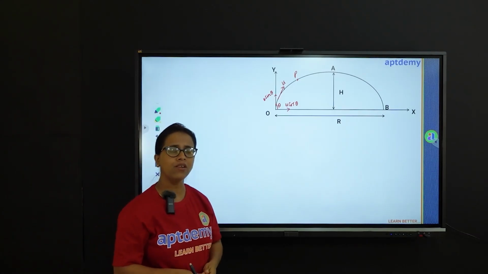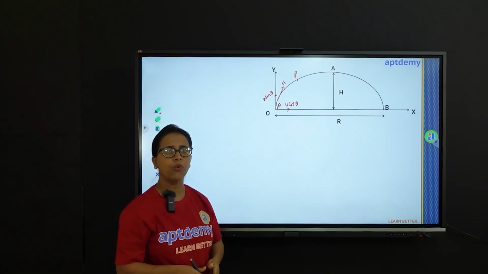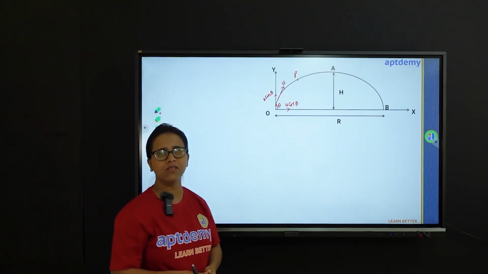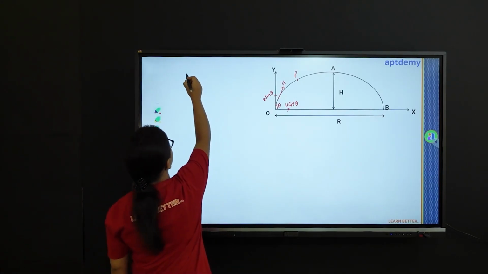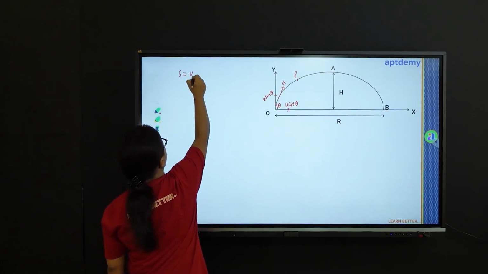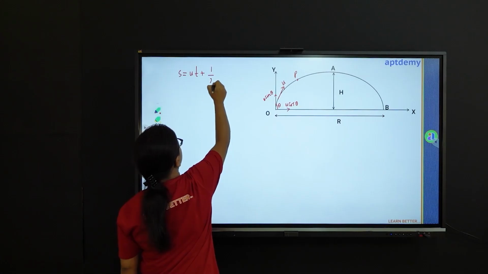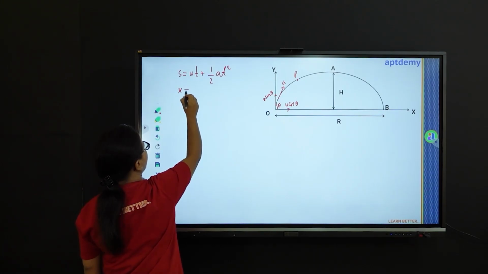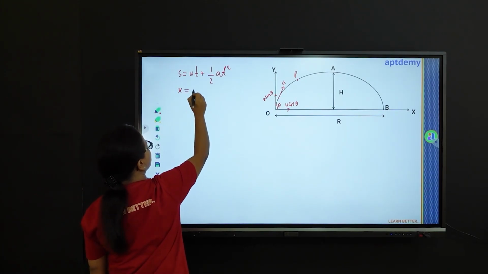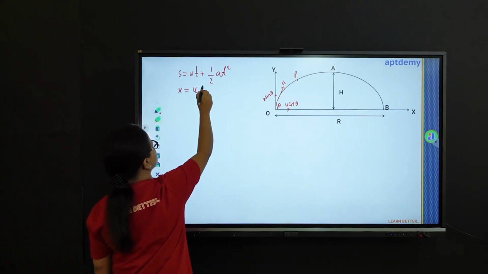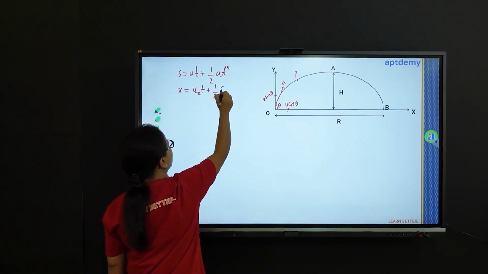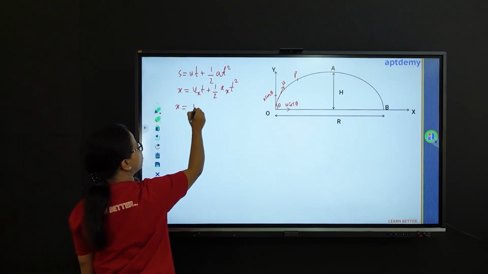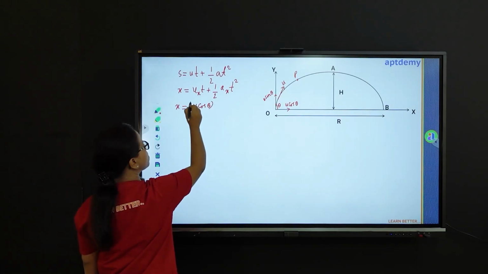For that, we have to find an expression of y in x, where y is the vertical distance traversed by the projectile and x is the horizontal distance traversed by the projectile. So let's start with the equation s equals ut plus half at square. For horizontal motion, the horizontal distance covered is x, which is ux t plus half ax t square, where ux is the horizontal component of the initial velocity. So we can write x equals ux, which is u cos theta, times the time.